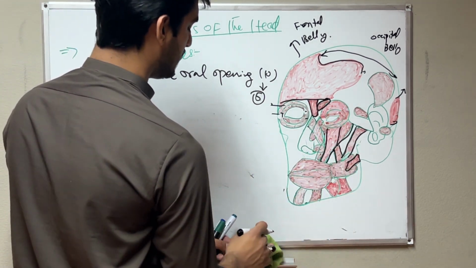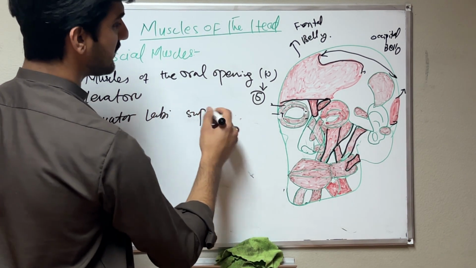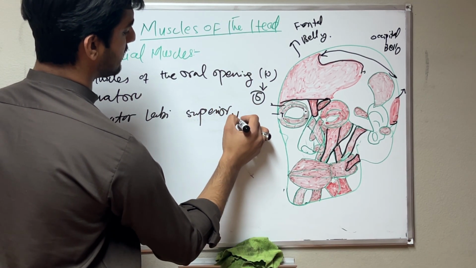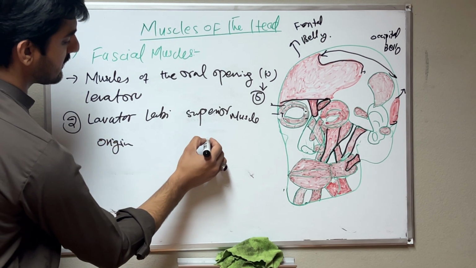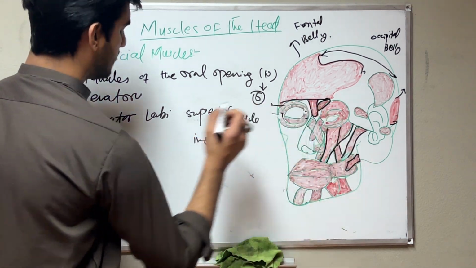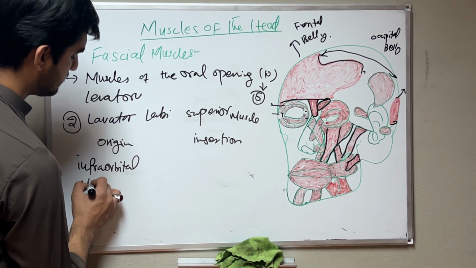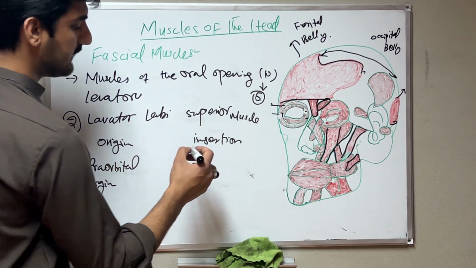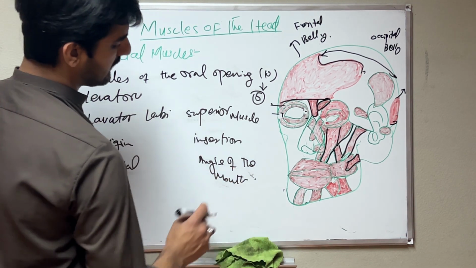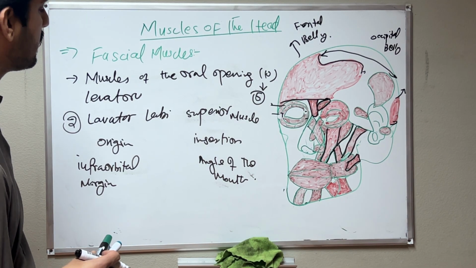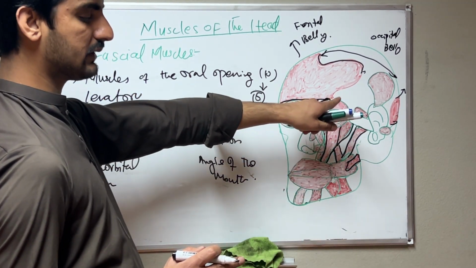Then the second muscle in the levator group is the levator labii superioris muscle. Superior means upper, that's why we say superior. Origin and insertion: origin from where? If you remember, we have the infraorbital margin, and here we have the infraorbital foramen. Then inserted where? The same, the angle of the mouth, because we are talking about the muscles of the angle of the mouth, the levator and the depressor muscles. These are the levator muscles we discussed.